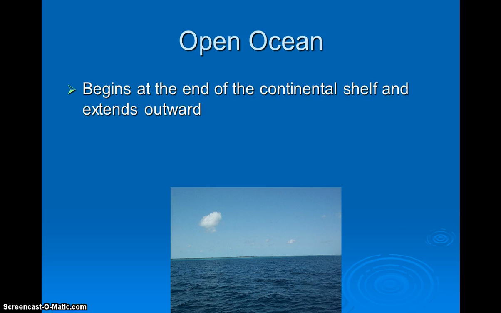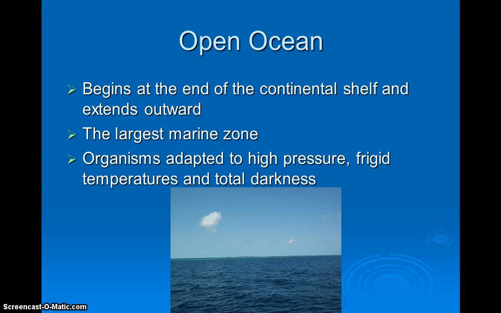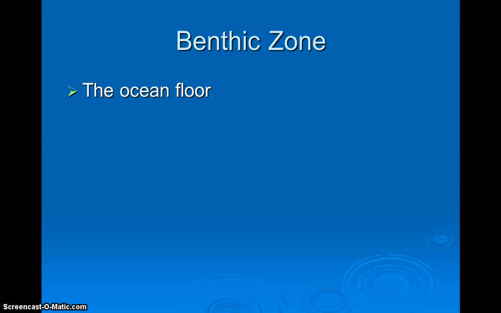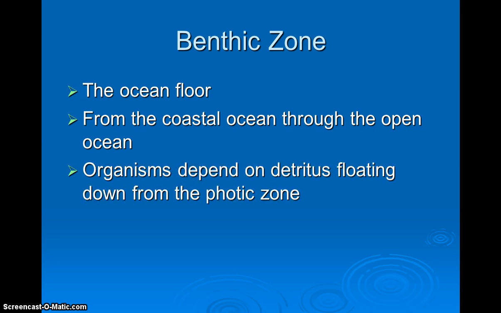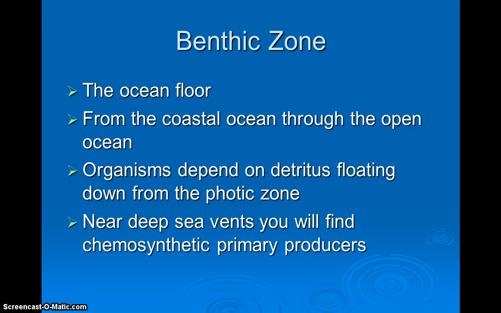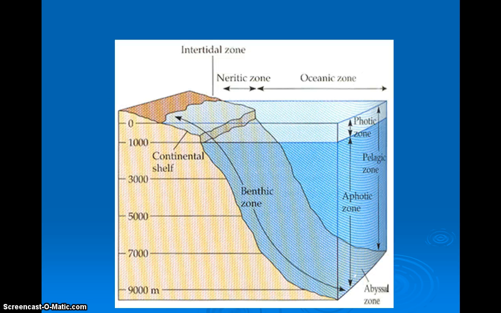Open ocean begins at the end of the continental shelf and extends outward. It's the largest marine zone, and organisms adapt to high pressure, frigid temperatures, and total darkness. The benthic zone is the ocean floor, from the coastal ocean through the open ocean. Organisms depend on the detritus floating down from the photic zone, and near the deep sea vents you will find chemosynthetic primary producers.